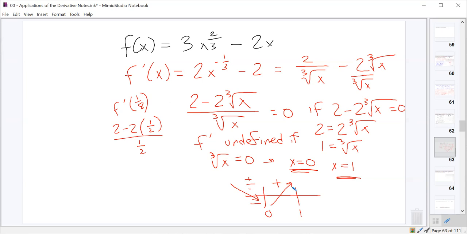And then something larger than 1, like 1,000,000, we could see that the cube root of 1,000,000 is still a pretty big number. If you multiply that by 2, it's even bigger. And if you do 2 minus something that's much bigger than 2, it's pretty obvious that we're going to get a negative value there. And then a cube root of a very large positive number in the denominator is positive, giving us overall negative, and our function decreases on that interval.